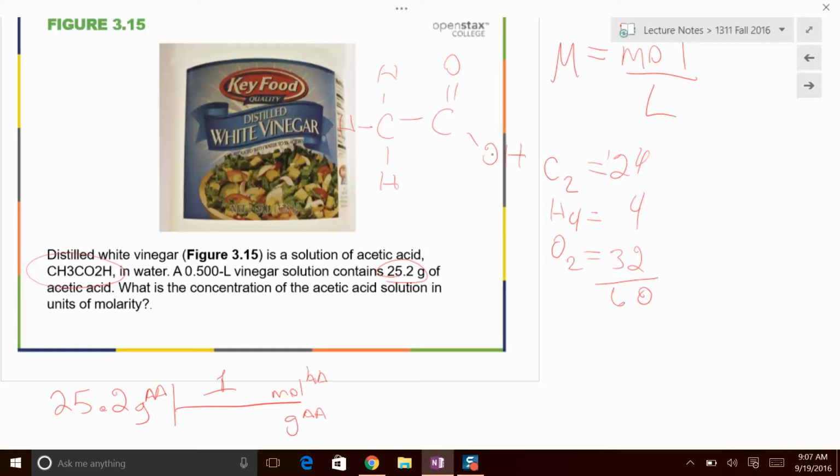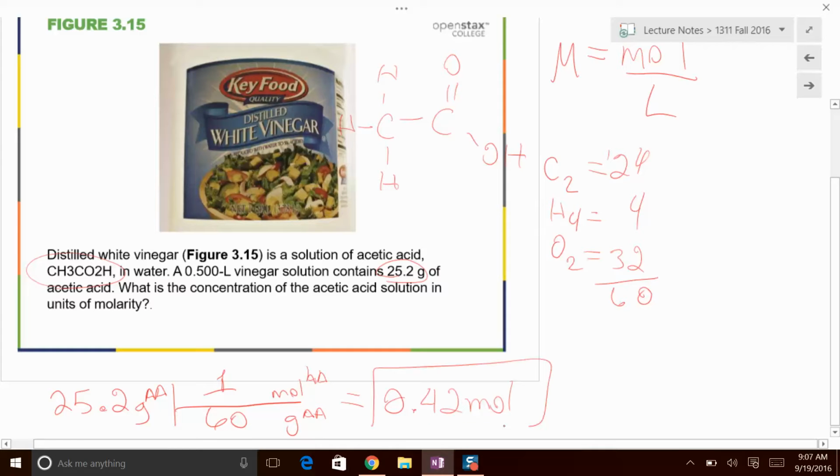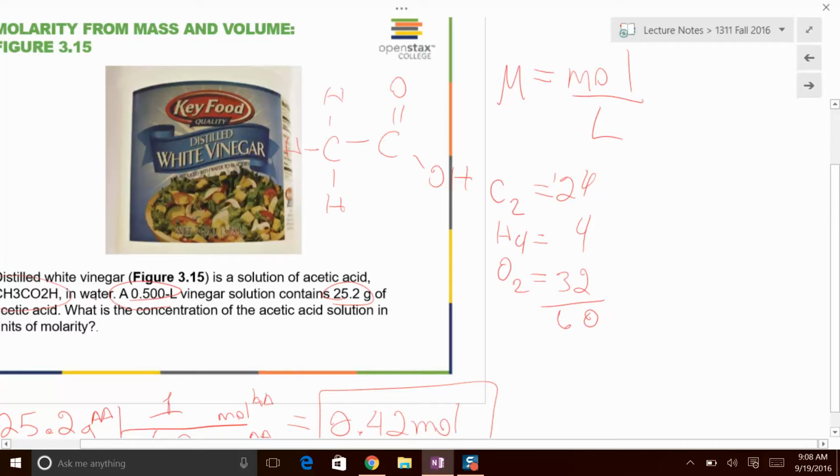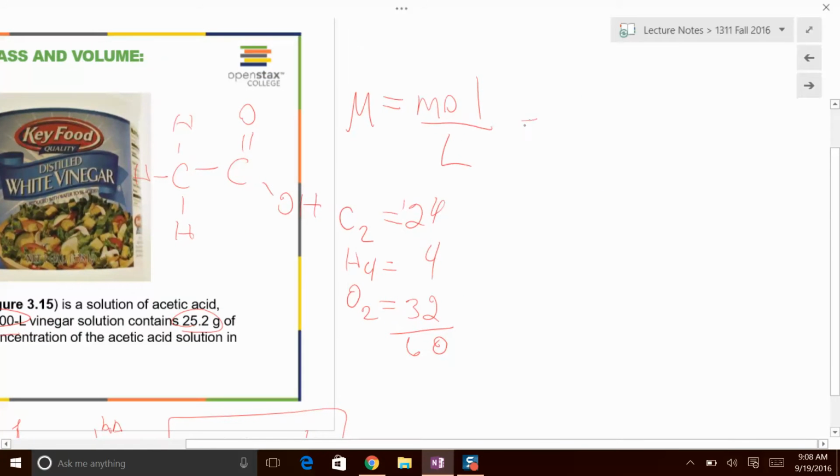Okay. All right. So here we have 1 mole for every 60 grams. So 25.2 divided by 60. What do I find? 0.42 moles. Okay, so those are my moles. Now I have my moles. Do I have my liters? Yeah, they even put it in liters, didn't they? So instead of saying 500 milliliters, they said 0.5 liters. So 0.42 moles divided by 0.5 liters.